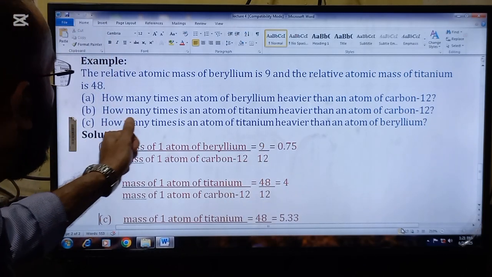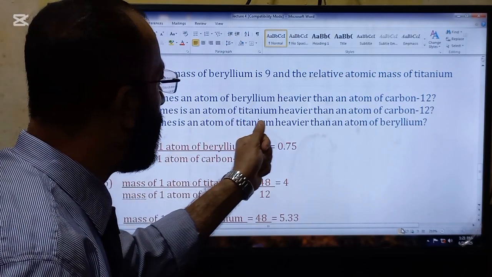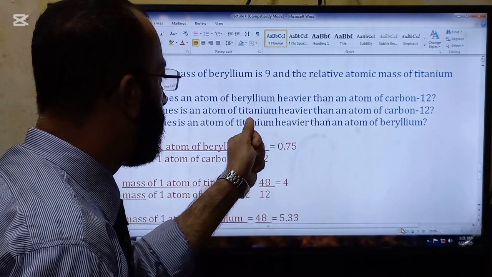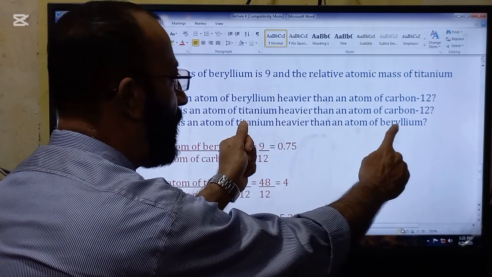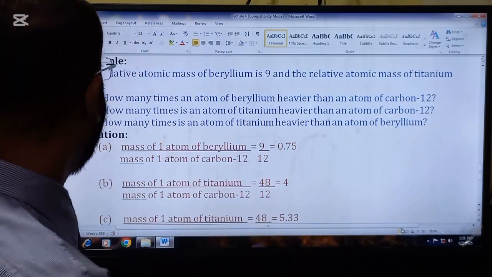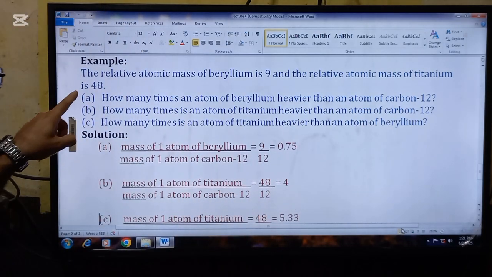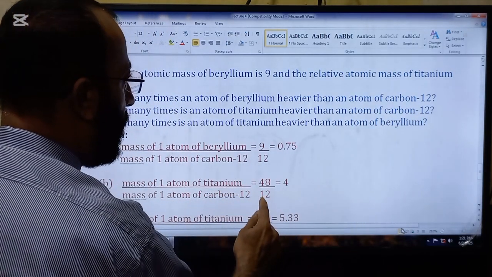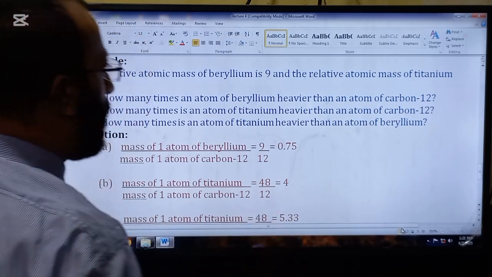In B part, how many times is an atom of the titanium heavier than an atom of the carbon 12? So titanium is going to be compared with carbon 12. So titanium's mass, that is 48, will be placed in numerator and carbon 12's mass will be written in the denominator. After cancellation, you will get the answer.